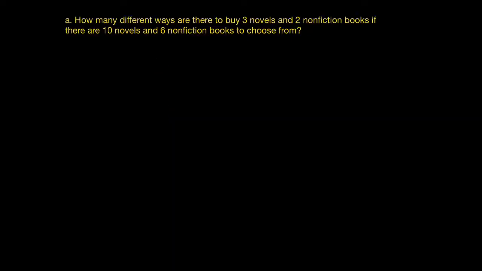So here, let's begin. How many different ways are there to buy 3 novels and 2 nonfiction books if there are 10 novels and 6 nonfiction books to choose from? Reading the sentence, we notice that we have 2 things that we want to choose. We have a group of novels and we have a group of nonfiction books. So out of the novels, we want 3 novels, and then out of the nonfiction books, we want 2 nonfiction books.